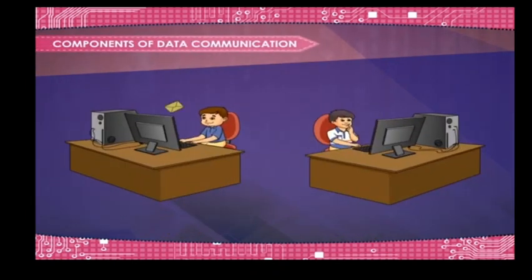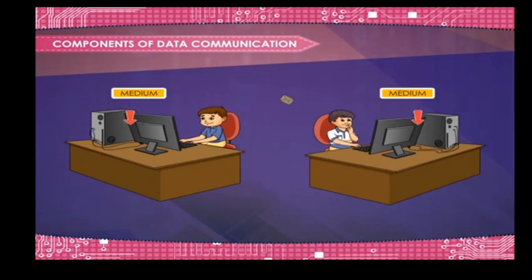Components of data communication. Message. The message is the information to be communicated. Sender. The sender is the device that sends the data message. Receiver. The receiver is the device that receives the message. Medium. The transmission medium is the physical path by which a message travels from sender to receiver.